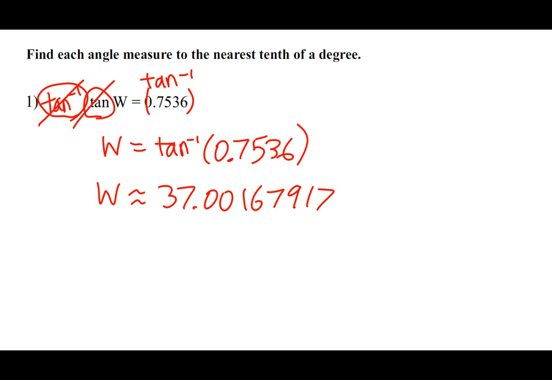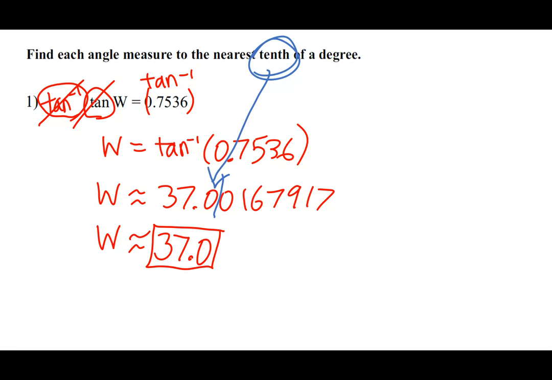But the direction says to the nearest tenth of a degree. So that means you only keep one number after the decimal point. Looking at the next number, which is 0, you don't round up, you just keep 37.0. And I do want that 0.0 because if you just put 37, that means you round it to the whole number. To show that you round to the tenth of a degree, you need one number after the decimal point.